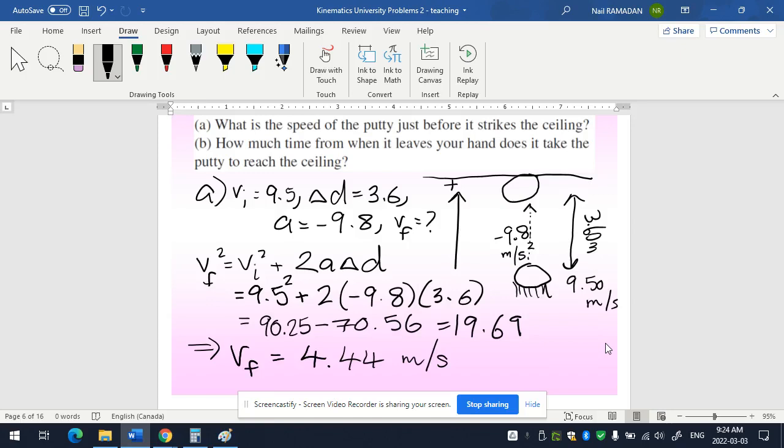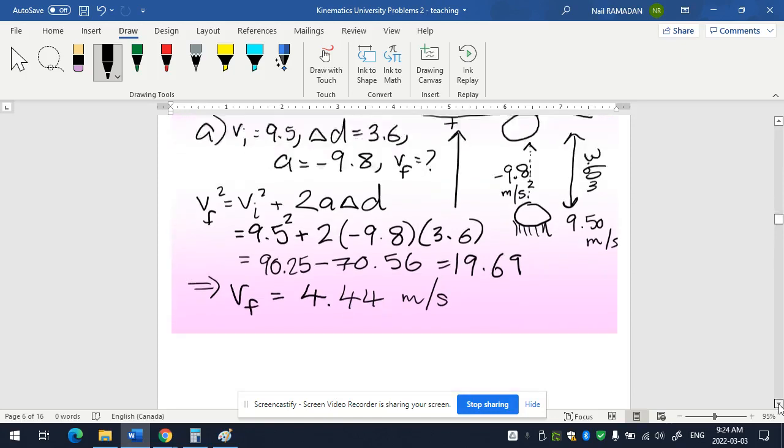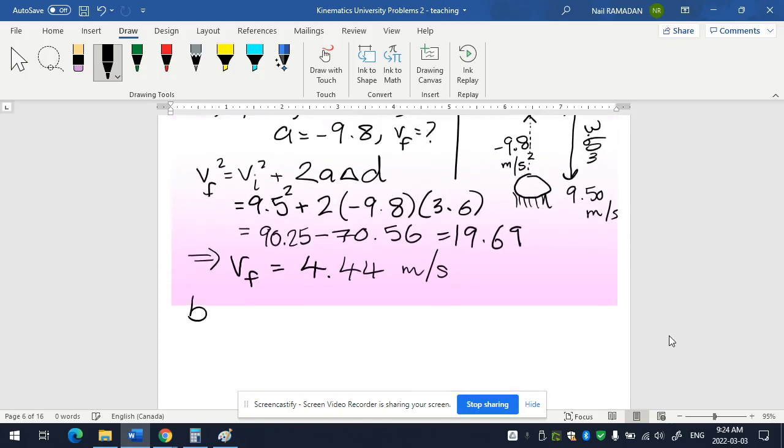All right, B. So now calculate delta T. So what is missing from the list? You see, I didn't rewrite the list. What would be missing from the list now? VF. Which equation has no VF? Equation 3, because it's only concerned with VI.